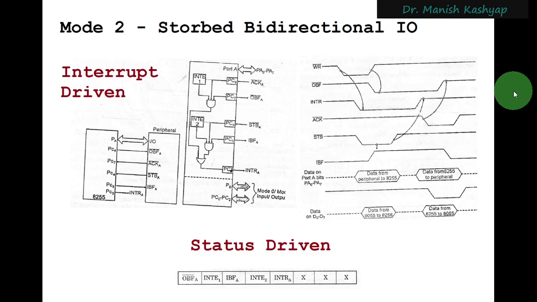So that's what we have learned about the 8255 programmable peripheral interface. We will practice some small programs of 8255 PPI also. They're very simple in nature.